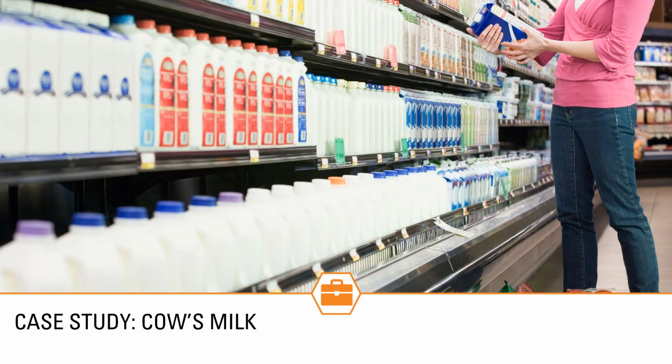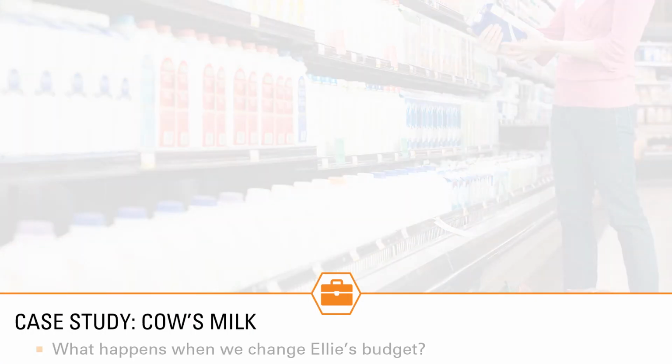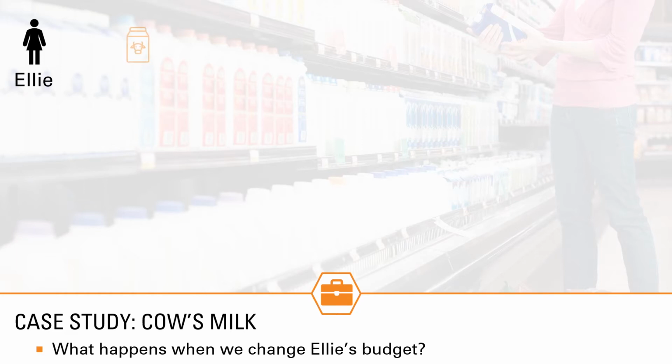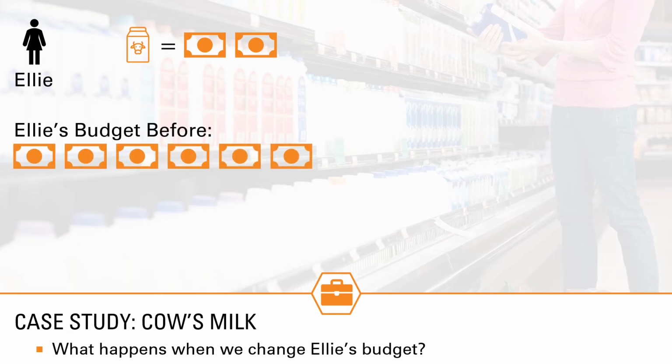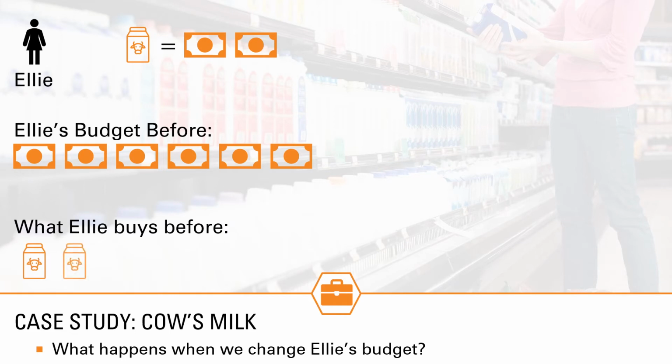So let's go back to a case study of cow's milk. Once again, we introduce Ellie from before, and we'll be using her again as a case study. What happens when we change Ellie's budget? Let's review what the setup was before. The price of milk was 2 pieces of money, and Ellie's budget before was about 6 money. If you do the maths, Ellie could buy 6 divided by 2, so 3 pieces of milk.